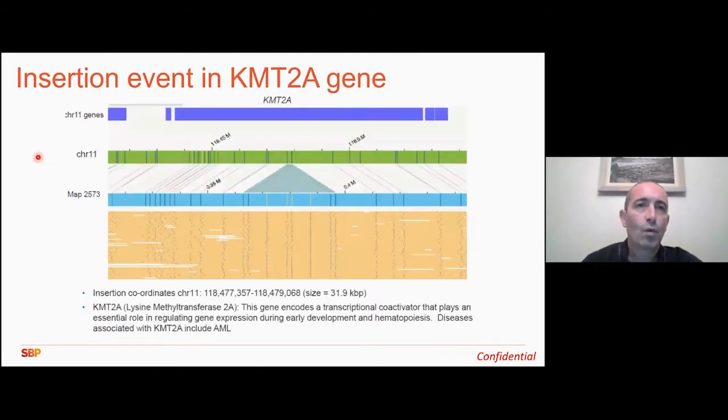And indeed, one insertion event that we detected in this sample, and insertion events, I'm led to believe, are extremely hard to detect using traditional next generation sequencing methods. But here we find a 32 kilobase pair insertion in the middle of the lysine methyltransferase 2A gene. And this gene has been implicated in AML before. So in a sample that was considered normal by cytogenetics, we find this potentially pathogenic insertion in a known disease-causing gene in leukemia.